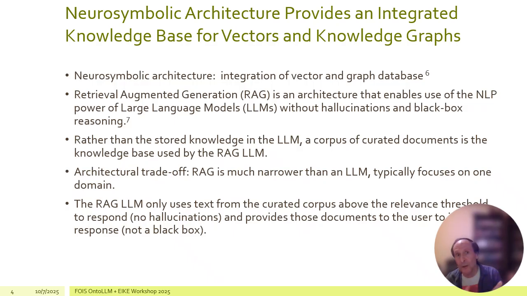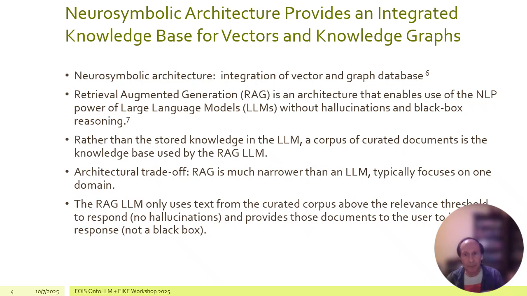So what is a neurosymbolic architecture? Well, it's a fancy term, but it's actually a pretty simple idea. What it really is, simply, is taking two different kinds of databases and smushing them together. The first kind of database is a vector database, and Pinecone may be familiar to some of you. That's probably one of the best known purely vector databases.